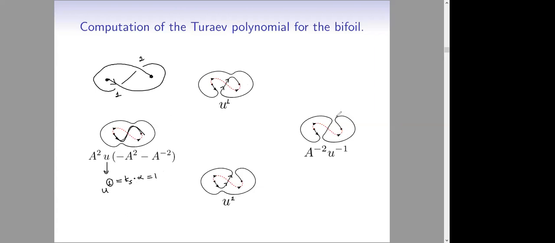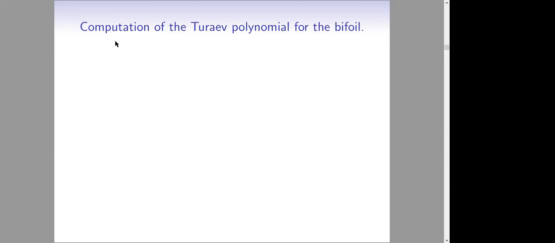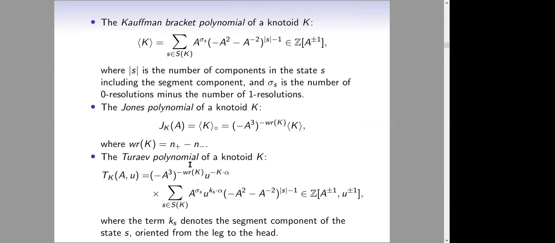And now here something interesting happens. Here, this segment component crosses the alpha from left to right. That's why this is to the power -1. Okay. And we take the sum of all these terms and multiply with the correction factor, which was this. And the resulting polynomial is a Troyer polynomial, and it's an invariant of natoids.